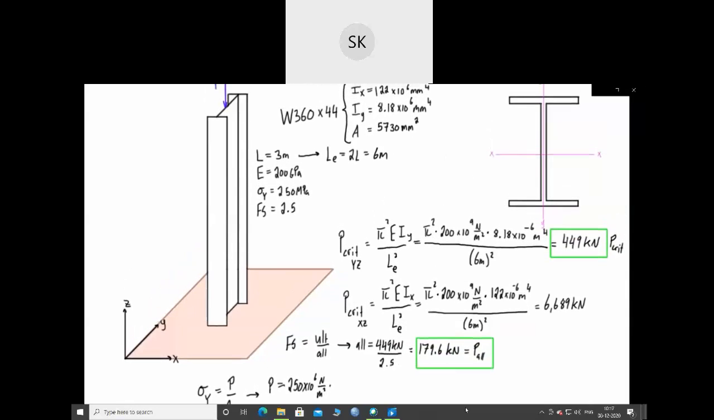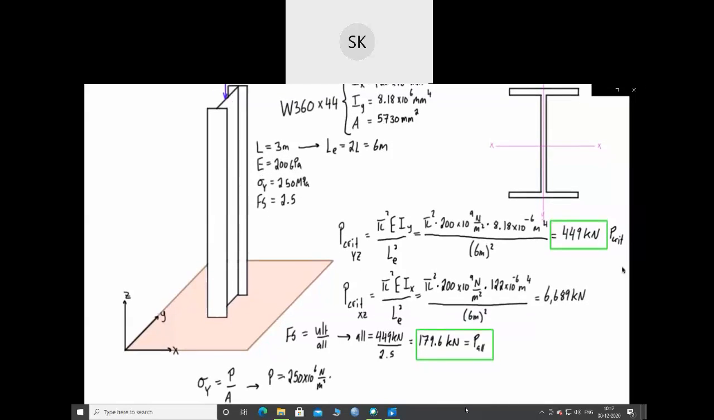Again, this area for this W360 by 44 wide flange shape comes from the tables in the back of your Mechanics of Materials textbook. So that is 5730 times 10 to the minus 6 meters squared, just that unit conversion right there. And that is going to give us 1,432 kilonewtons. Alright, so that is the actual force that's going to cause us to get yielding.